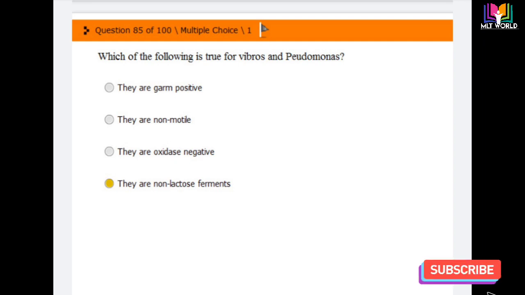Question number 85. Which of the following is true for Vibrios and Pseudomonas? Options are they are gram positive, they are non-motile, they are oxidase negative, they are non-lactose fermenters. And the correct answer is last option, they are non-lactose fermenters. Vibrio and Pseudomonas are non-lactose fermenters.